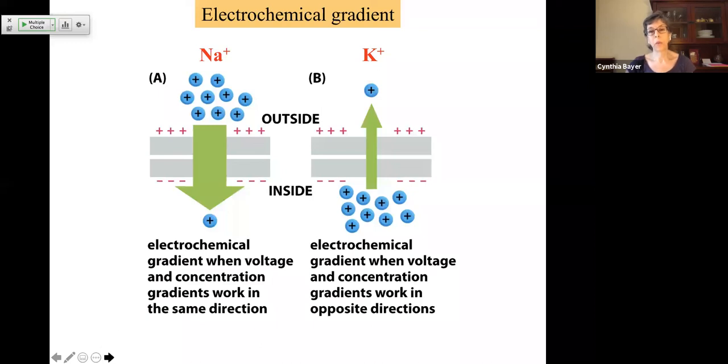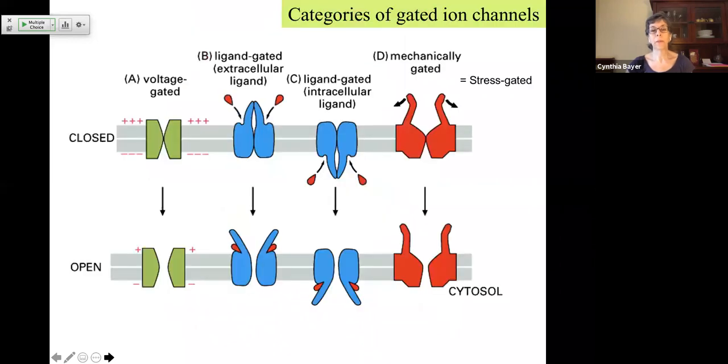But if we look at what we mean by these gated ion channels, we can put them into sort of three different types of categories. Now, gated means that the ion channel is normally closed, but some sort of stimulus can cause the ion channel to open and then allow the ions to move from one side of the membrane to the other.